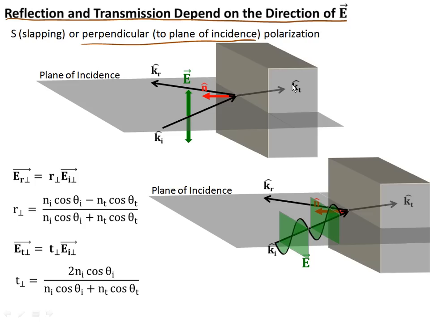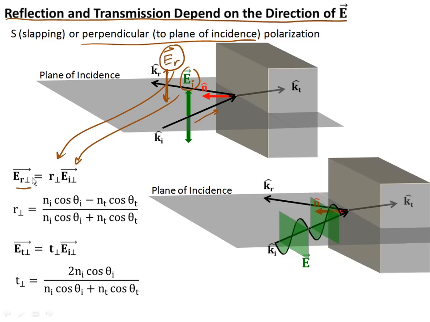Now, if the electric field is perpendicular to the plane of incidence, we can calculate the magnitude of the reflected field and the transmitted field given the magnitude of the incident field. So this incident field is going to come in like this, some of it's going to bounce off, and there will also be an electric field pointing in the same direction that we're going to call E sub r, or the reflected field. And the relationship between the incident field, E sub i, right here, and the reflected field, E sub r, right here, is given by this equation.